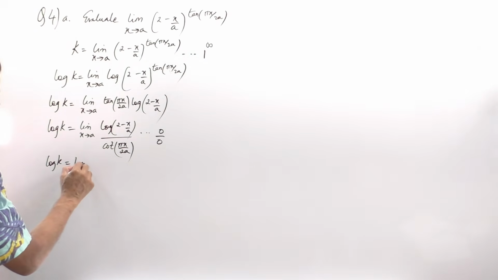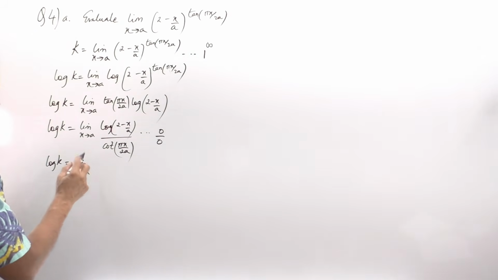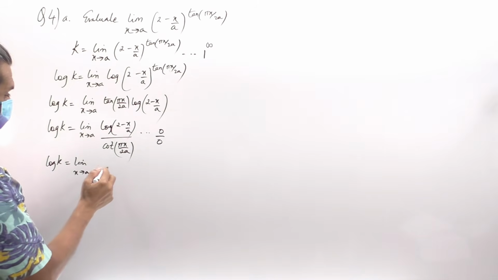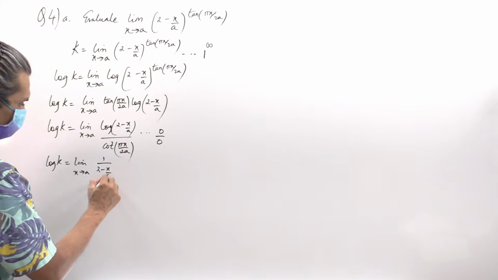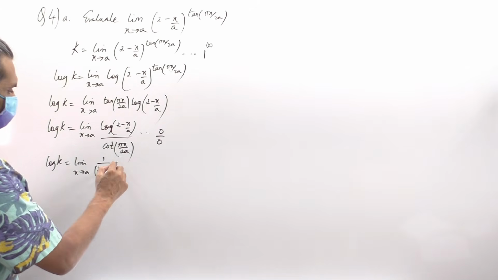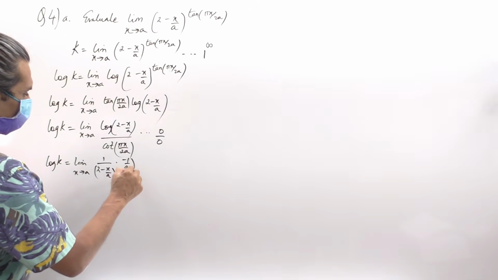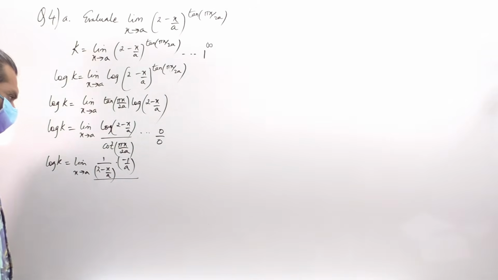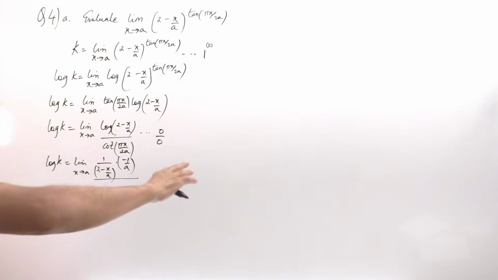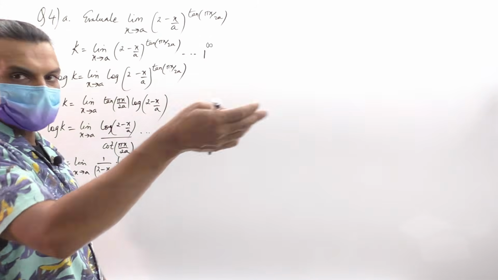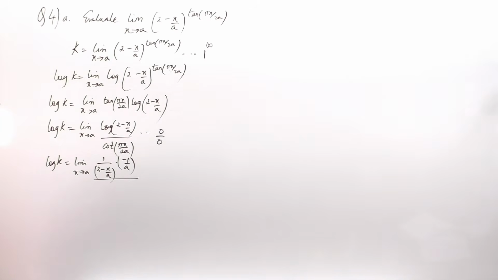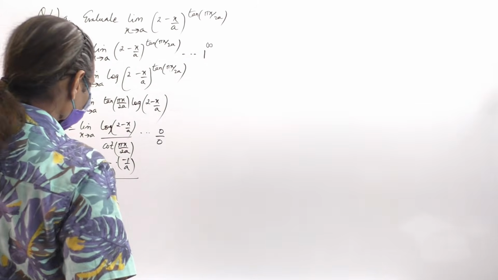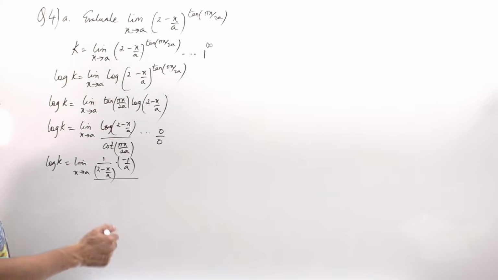So this will be limit as x tends to a. If you differentiate this, differentiation of log x is 1 by x, so 1 by 2 minus x by a, into again minus 1 by a, right, whole divided by, am I right? Differentiation of log x is 1 by x, so log of 2 minus x by a is 1 by 2 minus x by a, again into chain rule, there is 2 which is 0, differential of minus x by a is minus 1 by a, upon derivative of cot x, which is minus cosecant square x.